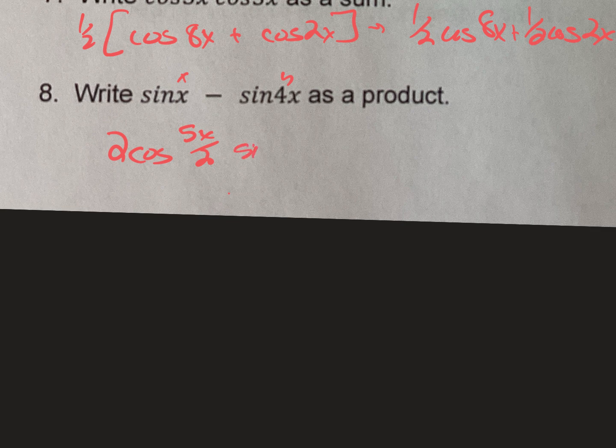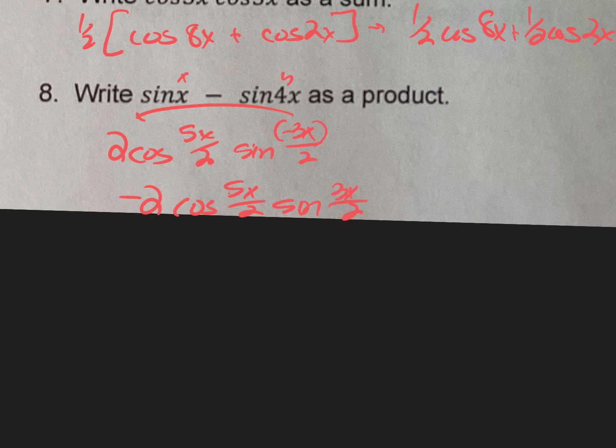Times sine x minus y, which would be negative, I'm glad this happened, negative 3x over 2. Now, because that sine has a negative, don't forget the negative goes in the front, so I'm going to finish right here. I'm going to say negative 2 cosine 5x over 2, sine 3x over 2.